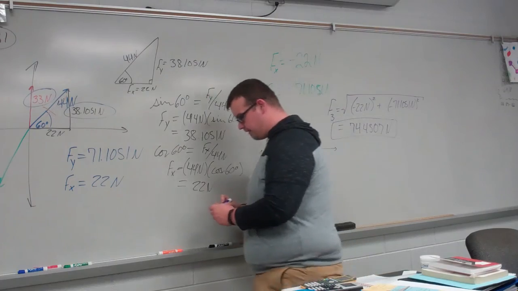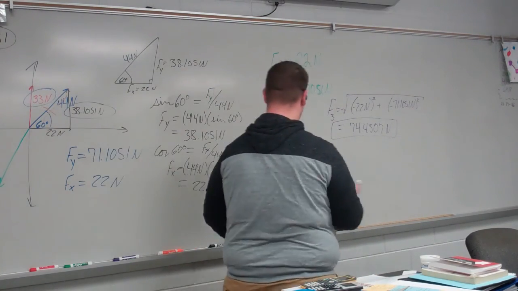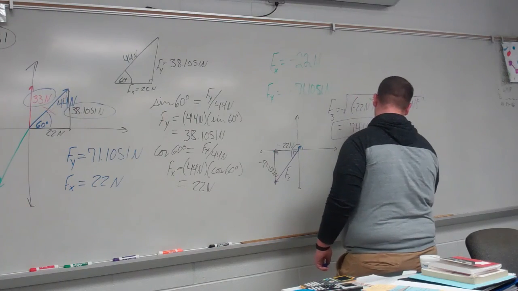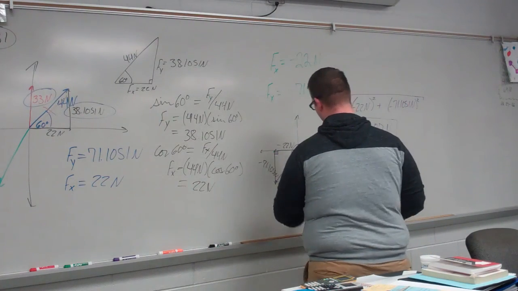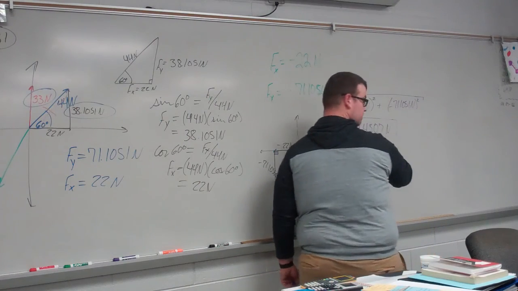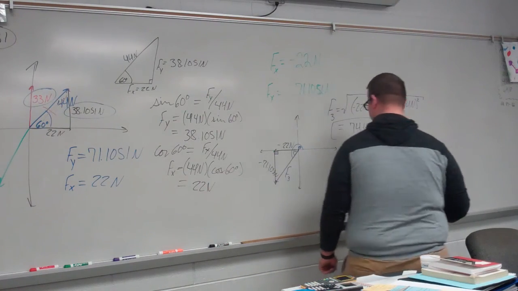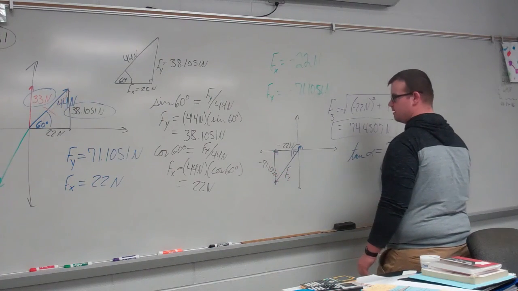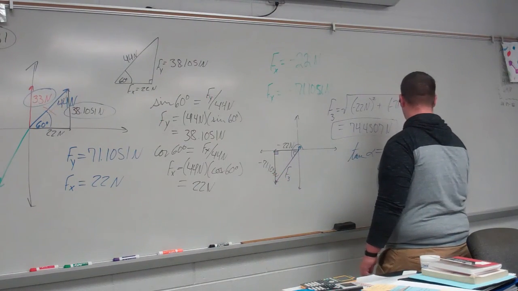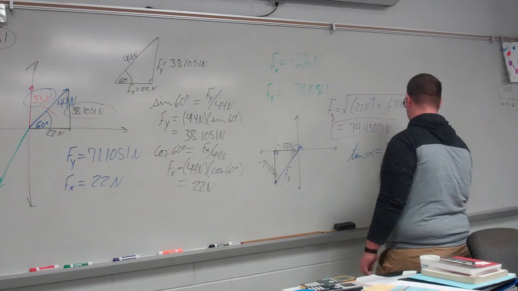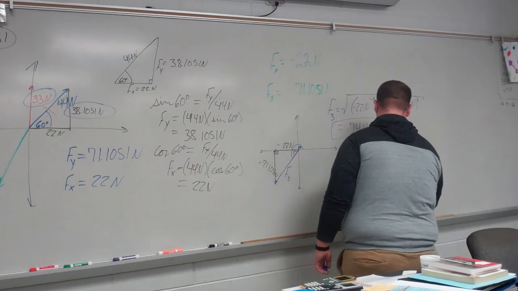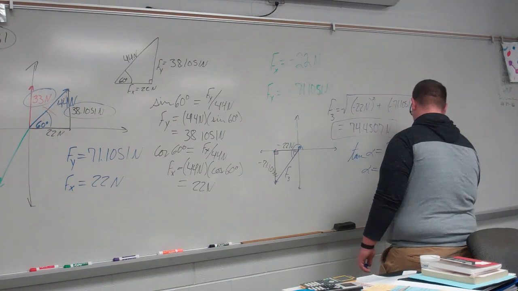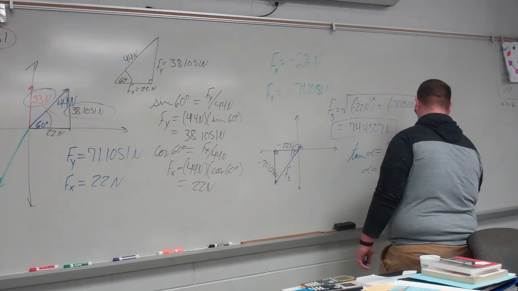I'm doing a different color first. Find tan gamma, I believe. Tan gamma is equal to tan, opposite, so it's 71.1051 newtons divided by 22 newtons. So gamma will be equal to the inverse tan of 71.1051 newtons.